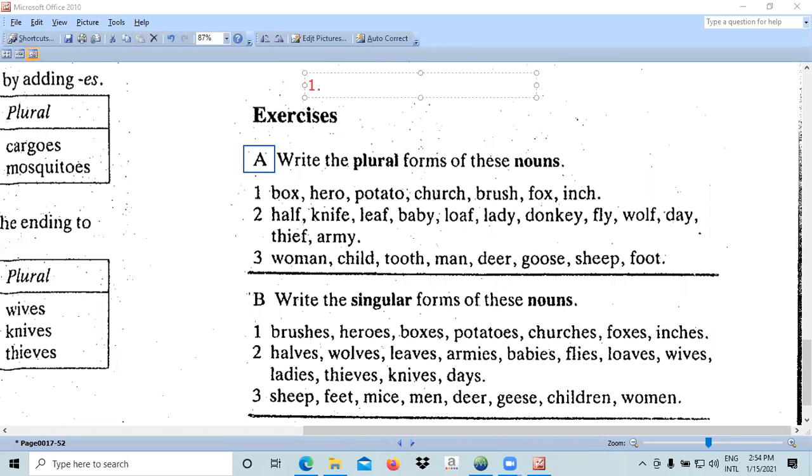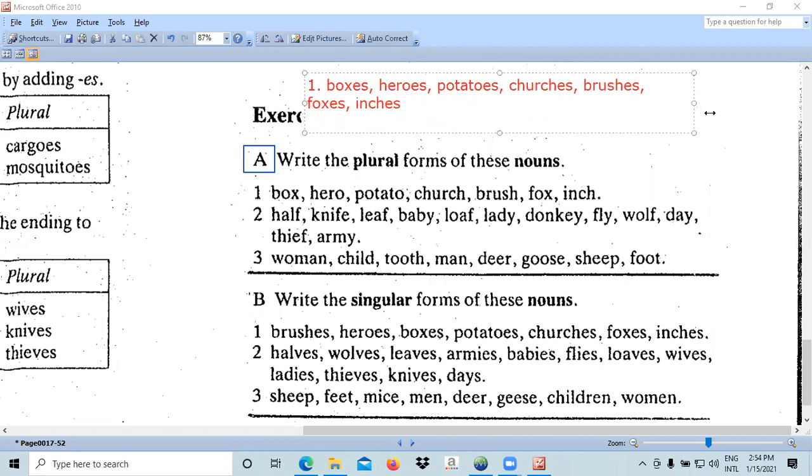Number one. Boxes, B-O-X-E-S. Heroes, potatoes. Church, brushes, boxes, inch. One more first tell you. Now you gather the second one.